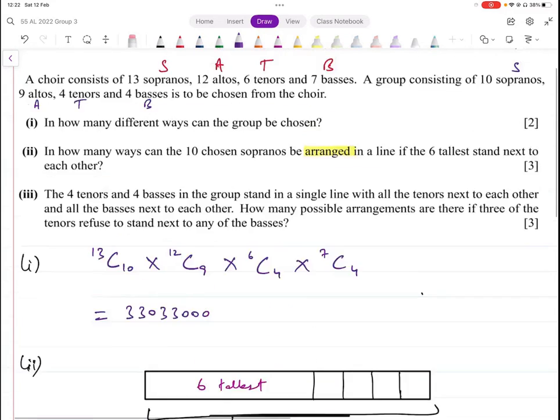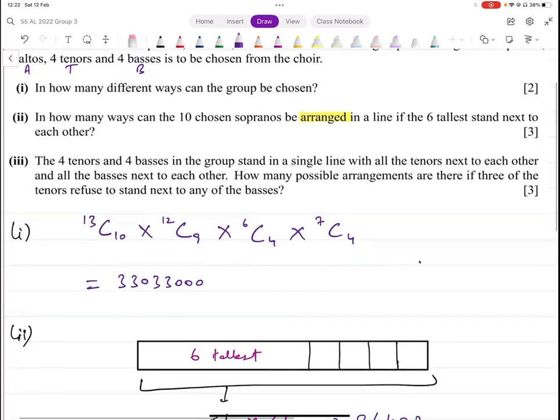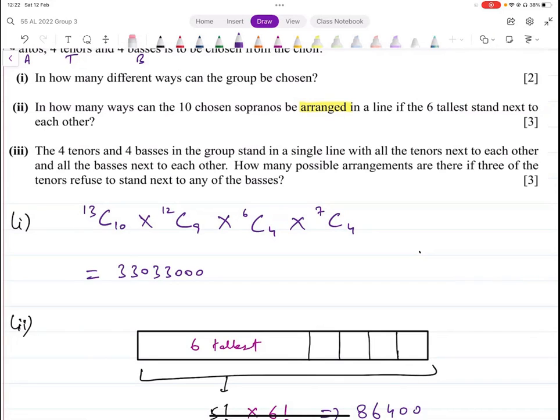Okay, let's look at the third part. Now we have the 4 T's and 4 B's in the group, and they stand in a single line with all T's next to each other and all B's next to each other. Okay. How many people do you have in total? 8 people. They stand in a single line. All T's have to be together and all B's have to be together. Okay. Then we have to find the number of possible arrangements if 3 of the T's refuse to stand next to any of the B's, right?